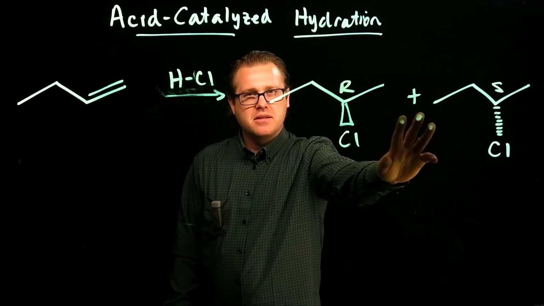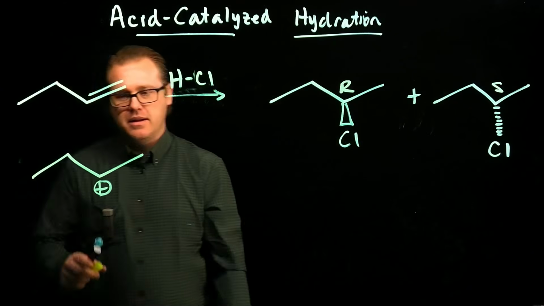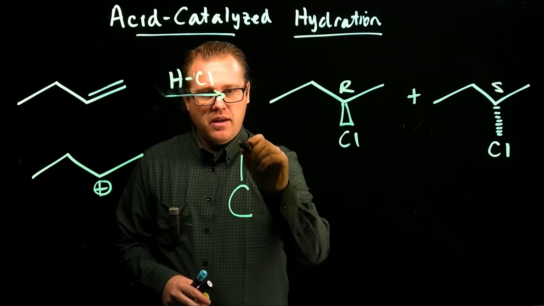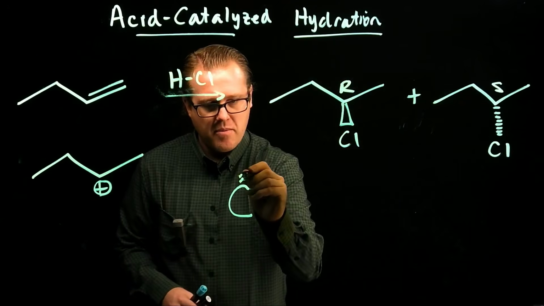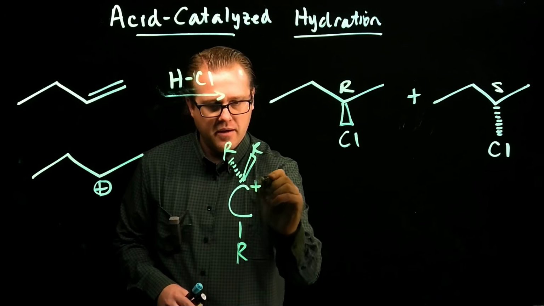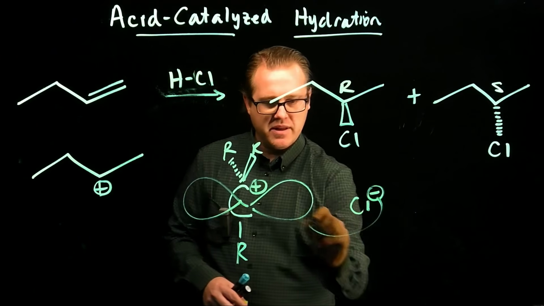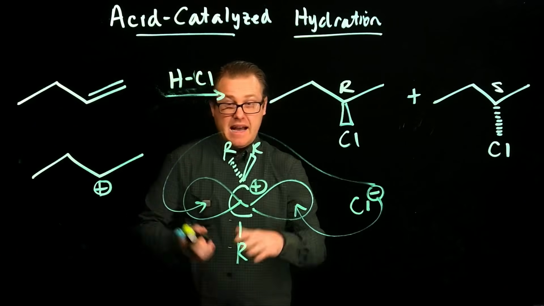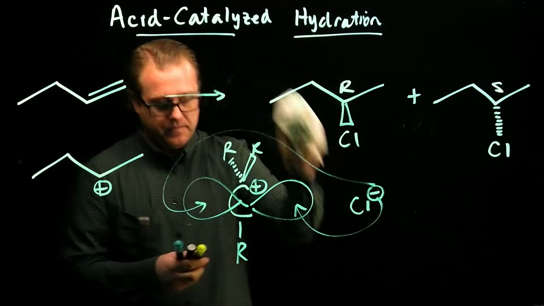Remember why that was? It was because the intermediate right here is what? sp2 hybridized, so it was flat. And so you remember how it was actually drawn this way. Remember how I looked at it like this? Right there. And then you have the p orbitals right here. And so the chloride could attack from this side or this side with equal probability. Remember that? Well, that same concept applies for acid-catalyzed hydration.